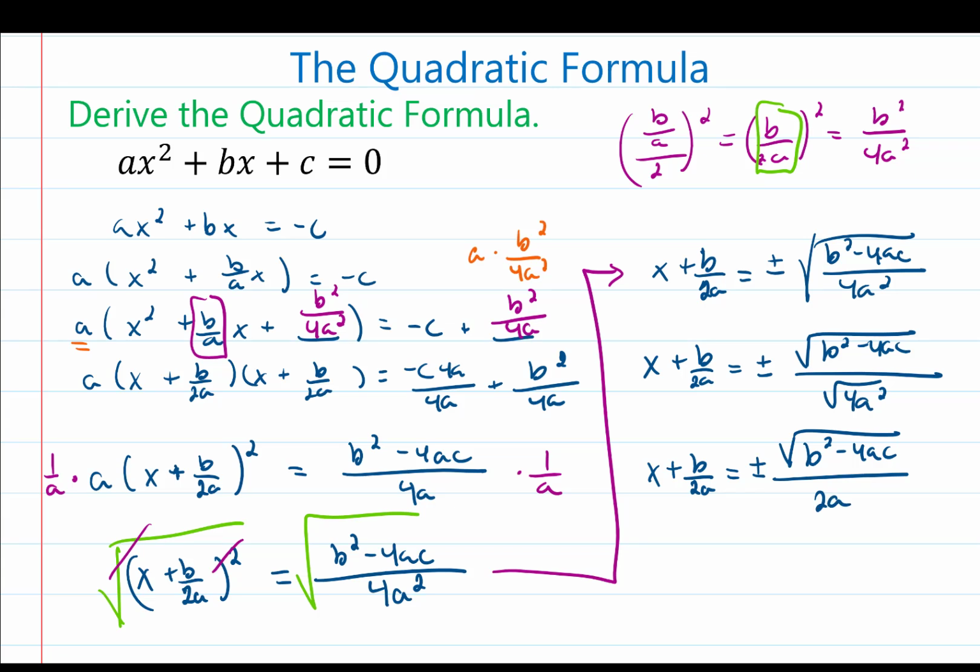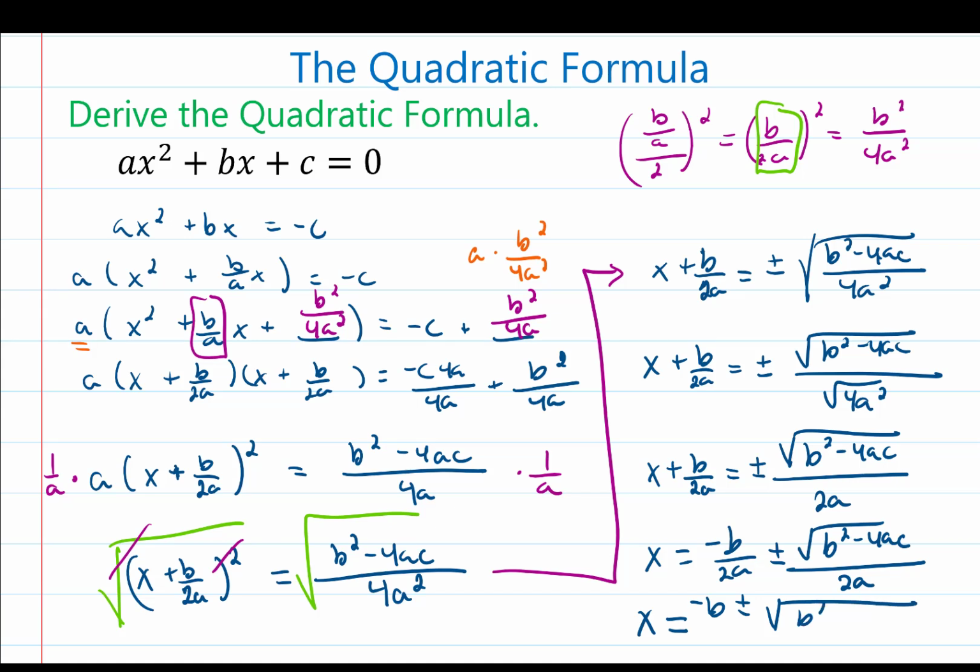Finally, I'm going to subtract b over 2a from both sides, and so this gives me my final result, which is going to be negative b over 2a plus or minus the square root of b squared minus 4ac all over 2a. But what we notice is that we have a common denominator with both fractions, so we tend to write this as one singular fraction, giving us the final result that everyone is familiar with, which is the opposite of b plus or minus the square root of b squared minus 4ac all over 2a.